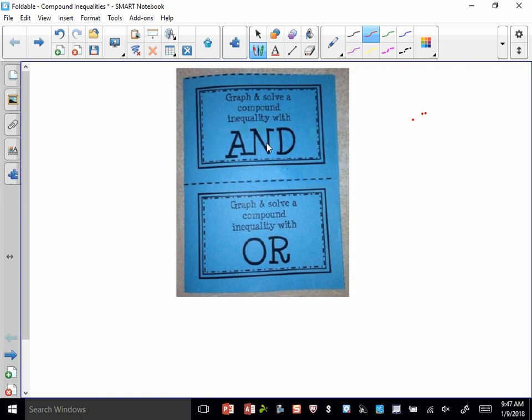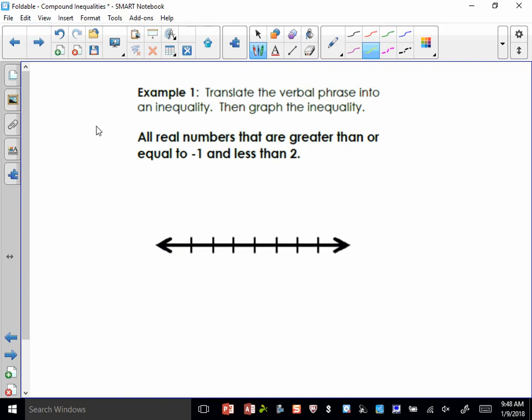Now notice these words are going to be very important. You see the word "and" and you see the word "or." That's going to be very important when we're actually graphing these, so pay attention to those words. Let's start off with example 1. First it says translate the verbal phrase into an inequality and then graph it on the number line.